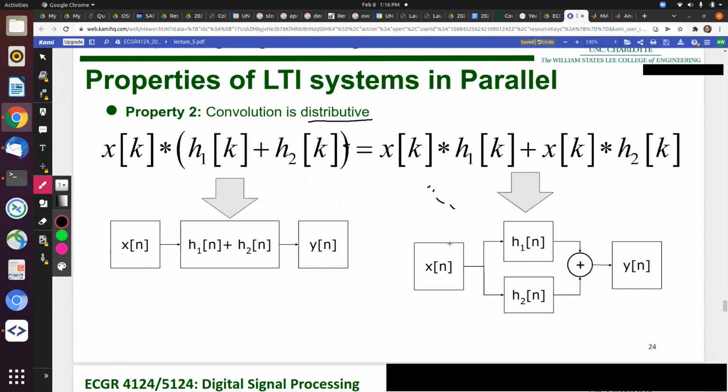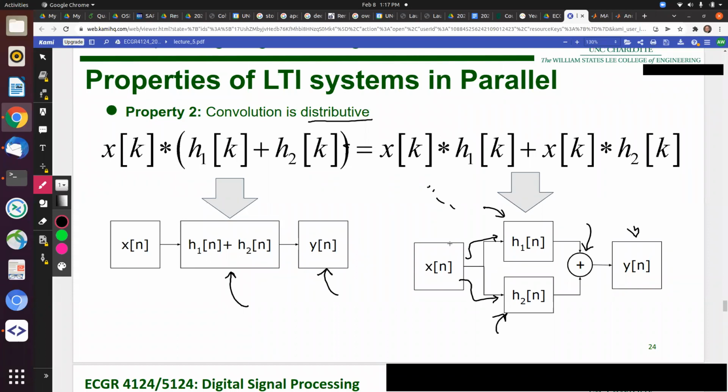What that says is that if you have a system that you can represent as two systems in parallel, H1 and H2, and you input a signal to both H1 and H2, and take as the output the summation of the two systems, that system is completely equivalent to the system where you just sum the two systems together. For every value of n, you take the sum of the system values for H1 and H2. You put x of n into that system, and you get exactly the same output y.